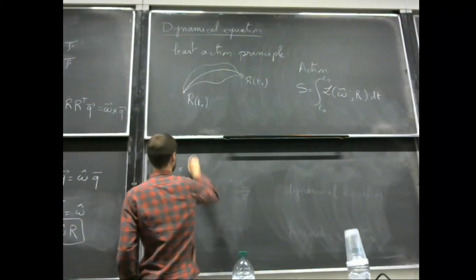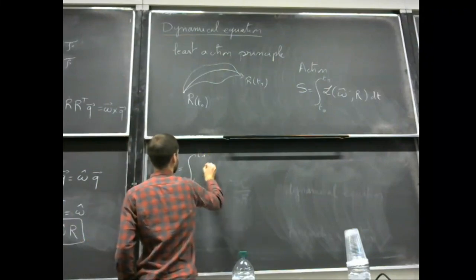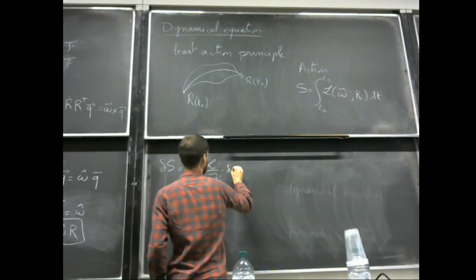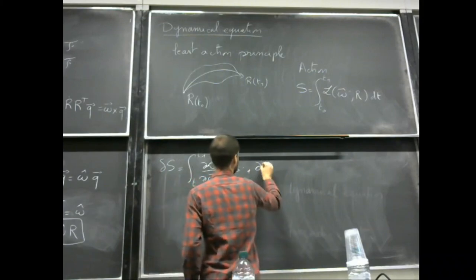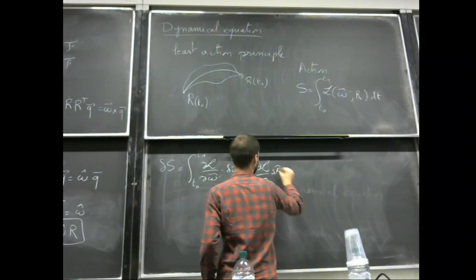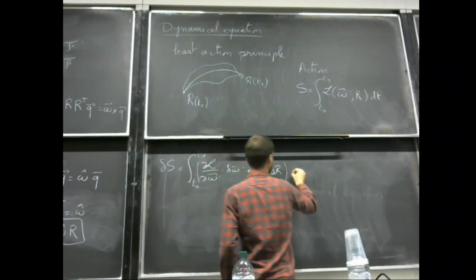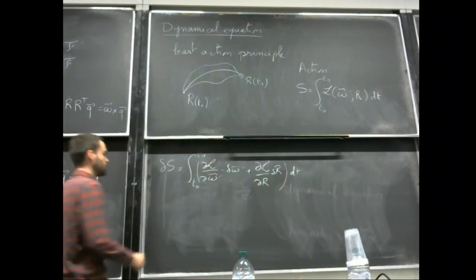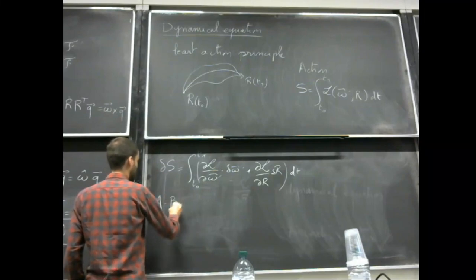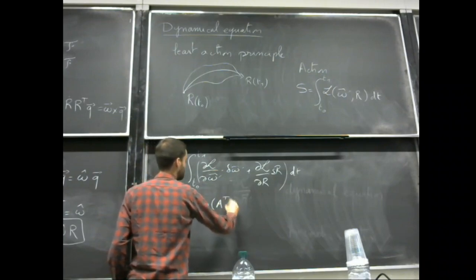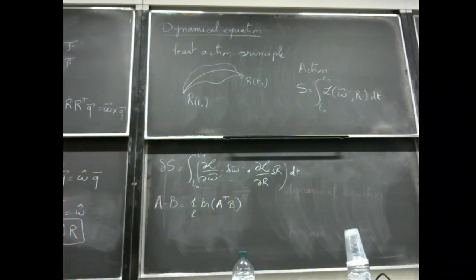So dS will be the integral from t0 to t1 of dL over d omega' scalar delta omega' plus dL over dR scalar product with delta R. So we have to define the scalar product for our matrices. I like to define the scalar product of two matrices as 1/2 of the trace of A transpose B, but it could also be just the trace of A transpose B.